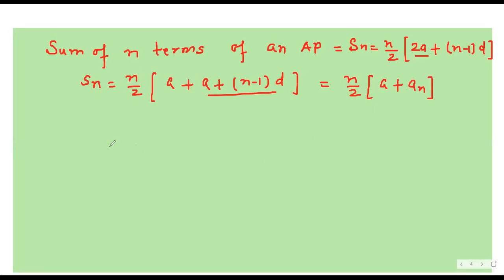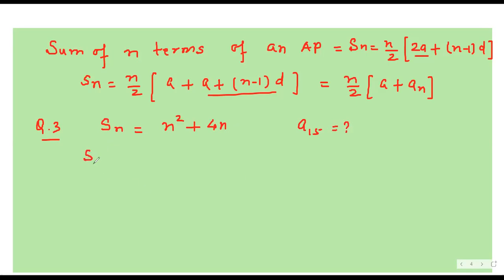Now let's consider the next question. Question number 3. The sum of n terms of an AP, Sn, is given as n square plus 4n. We have to find out a15.